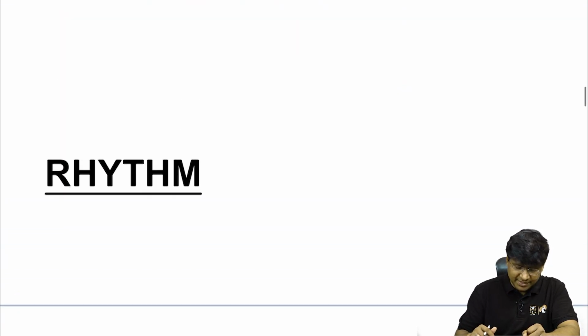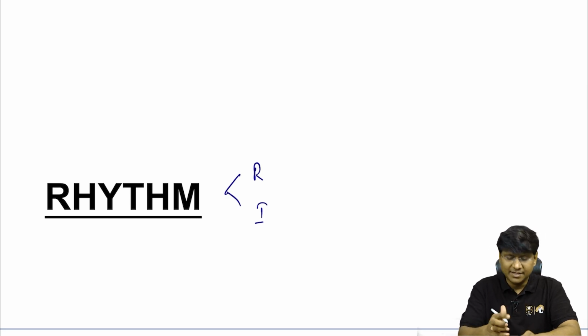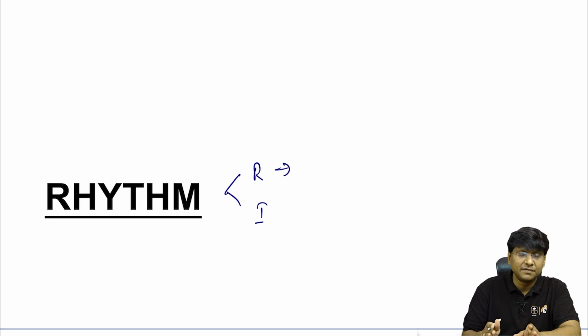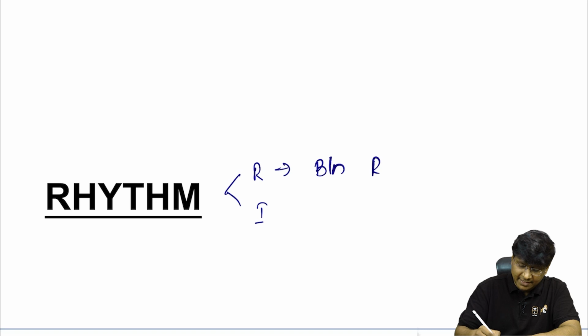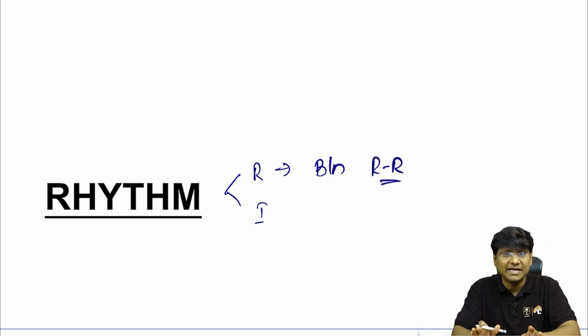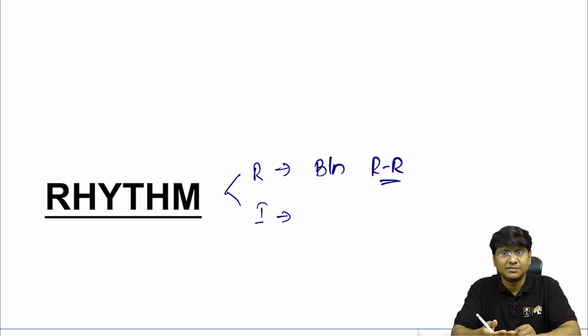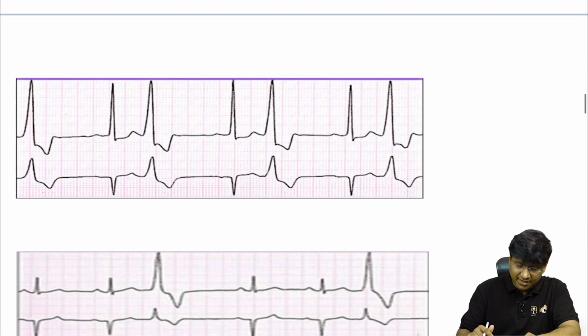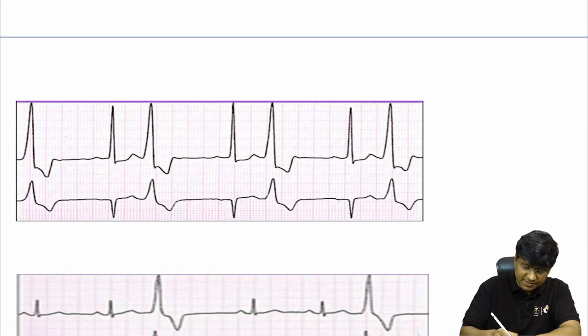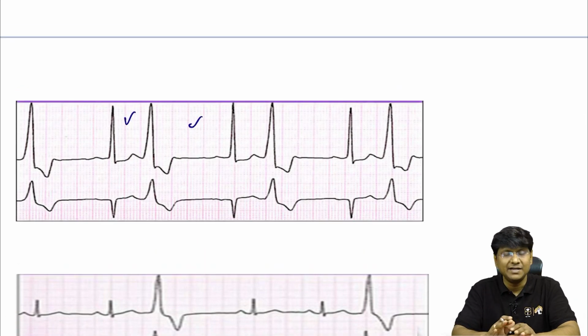Then coming to the rhythm. We have two forms of rhythm. One is regular rhythm and the other one is irregular rhythm. Regular rhythm is when the number of large boxes between the RR intervals is equal. Then we call it the regular rhythm. Then what do you understand by irregular rhythm? Irregular rhythm means the number of large boxes between the RR intervals is not the same.